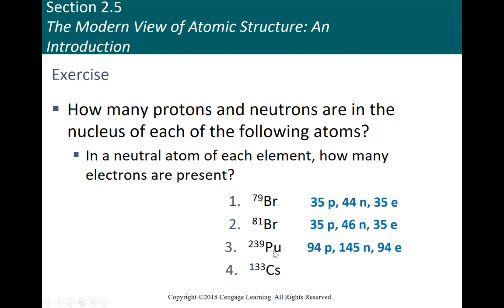is plutonium. Plutonium on the periodic table is element 94, so it has 94 protons, therefore 94 electrons. We put a 94 down here and subtract, and we get 145 neutrons. And then the last one is cesium. Cesium's element 55, so 55 protons, 55 electrons. Do the subtraction, we get 78 neutrons in that isotope of cesium.